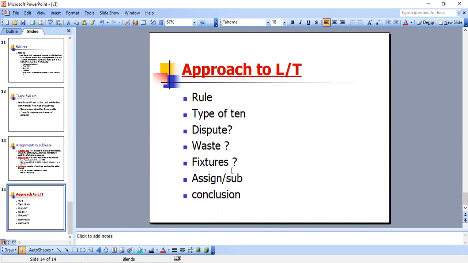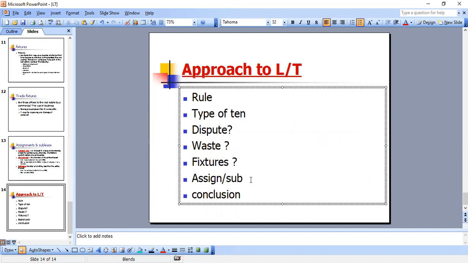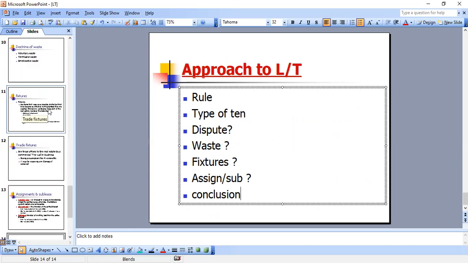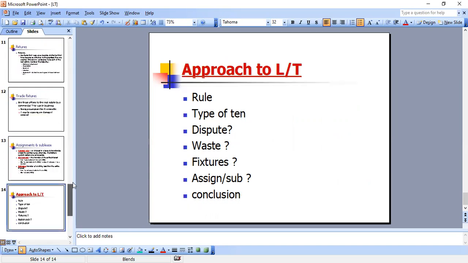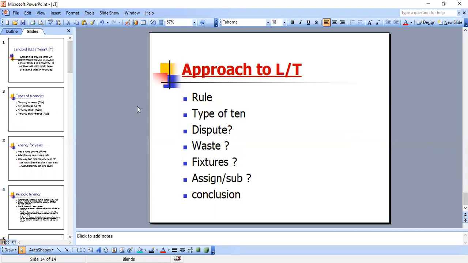Now let's go back to our approach. Assignment, sublease, these are big on MBEs. And then your conclusion. Okay, so rule, type of tenancy, are there any disputes? Is there waste involved? Are there any fixtures involved? Is there an assignment or a sublease involved? And what are the conclusions of that? And that's the approach for writing up a landlord tenant essay or portion of the essay, and also helps you with your MBEs. And I'll see you guys on my next video.